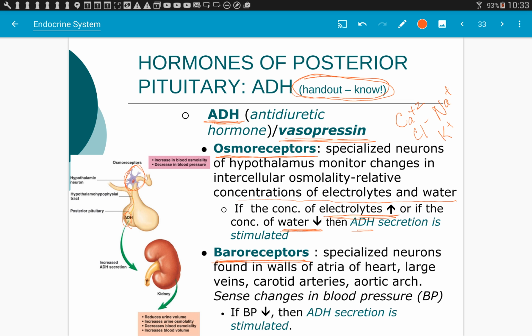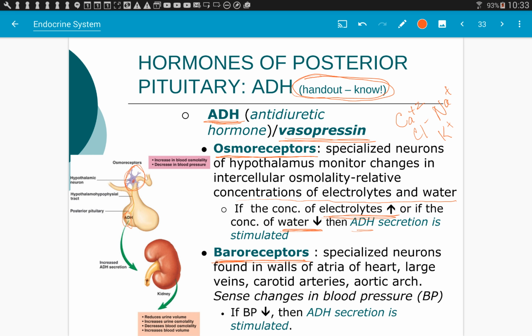Barrel? That's true, but that's not the one I was thinking of. What about a barometer? Sure. What does a barometer do? Yes, it measures pressure. Okay, excellent.